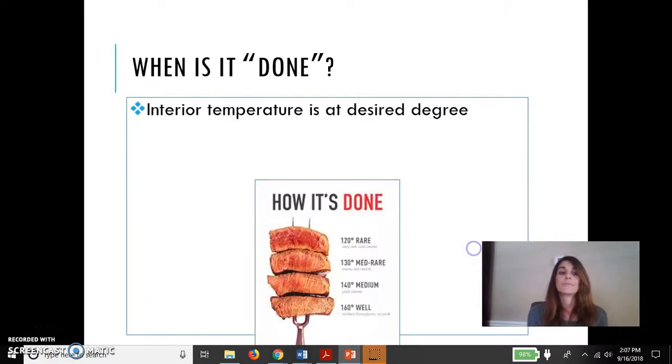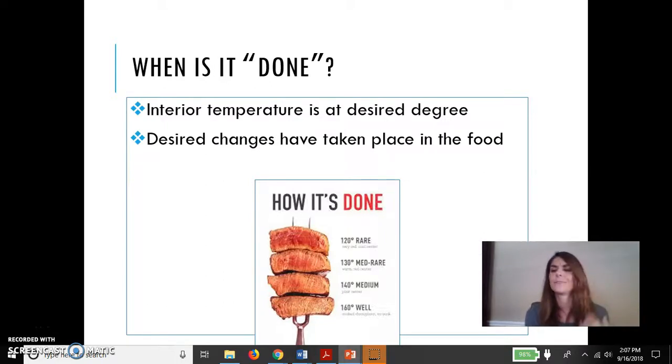So when is something done? We mentioned this a little last class. It's when the interior temperature reaches a desired temperature. For specific reasons, such as when we cook poultry, it's embedded in everybody's mind: it should be 165 or higher. The reason is that there's a specific temperature at which bacteria can no longer live, so you are ensured that you are not spreading some sort of disease.